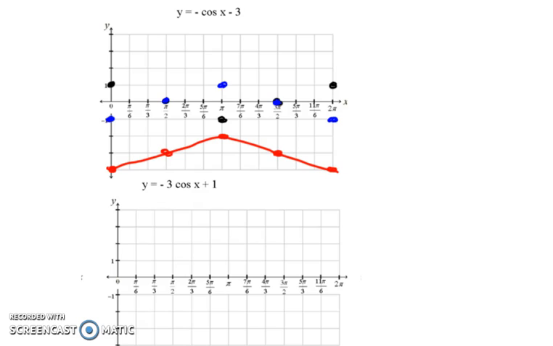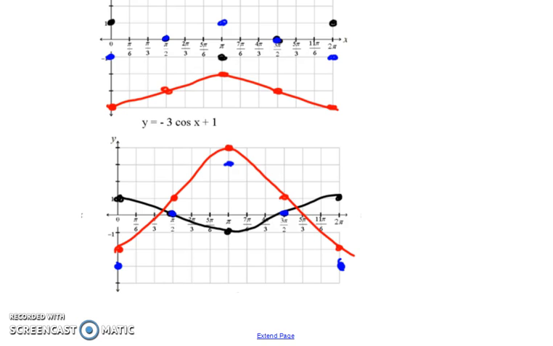If you haven't already done so, press pause and graph negative 3 cosine x plus 1, and press play when you're ready to continue. Okay, again, the blue points indicate the direction change and the stretch of 3, and then the red shows what it looks like after you bump everything up 1. Okay. So complete the attached worksheet and let me know if you have any questions next time you see me.